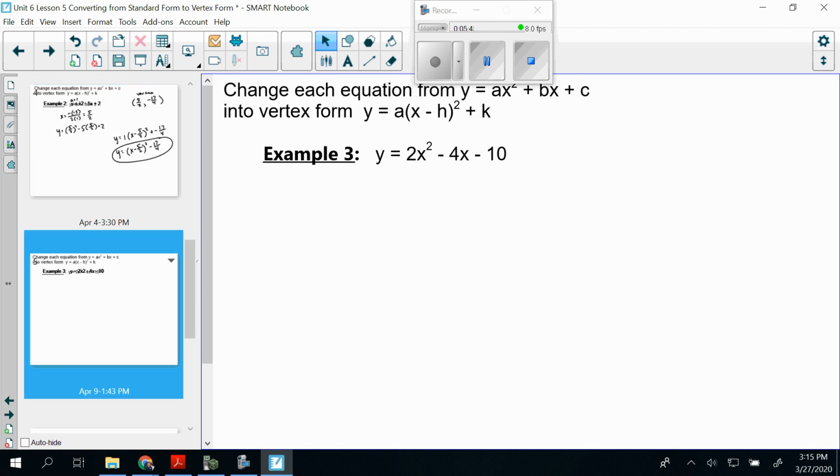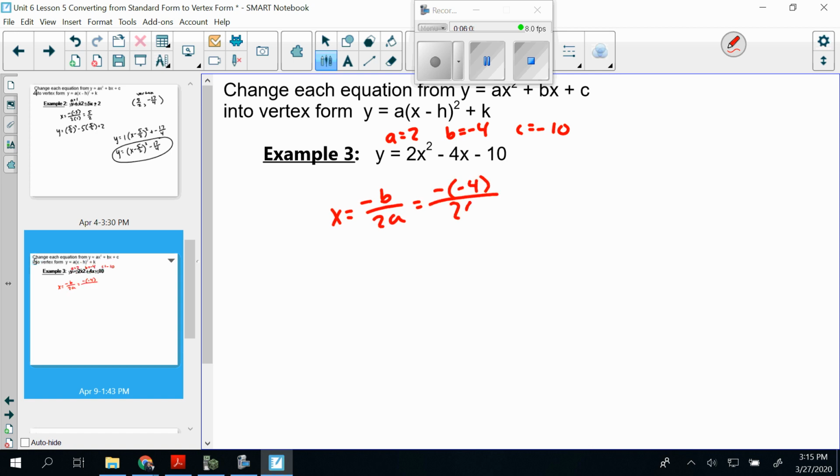All right, the next one here now, when we're doing this one, now our a is not 1, it's 2 here. So we got an a of 2, a b of negative 4, and a c of negative 10. So when we're putting it into our opposite of b over 2a equation, we're going to get opposite of negative 4 over 2 times 2. So that's positive 4 over positive 4, or 1. So our vertex now is going to be 1 something.